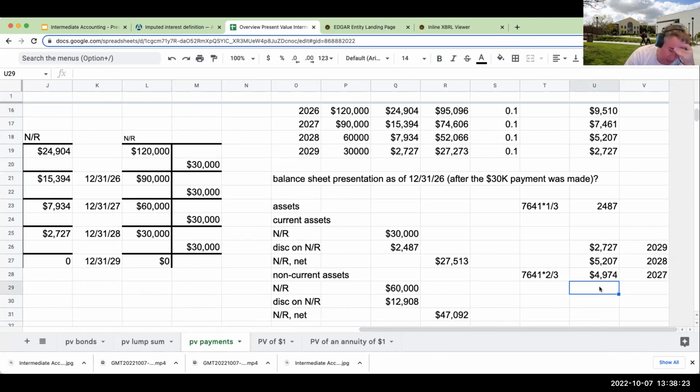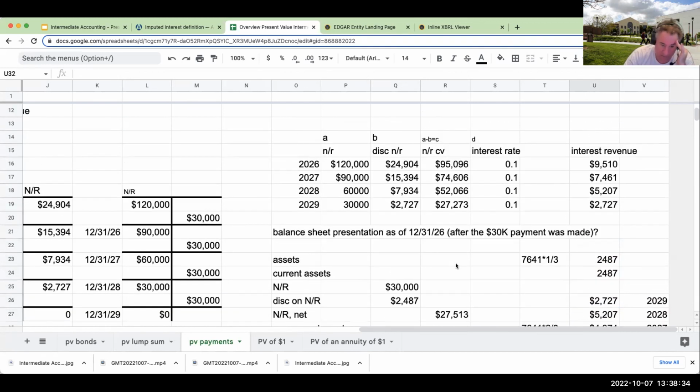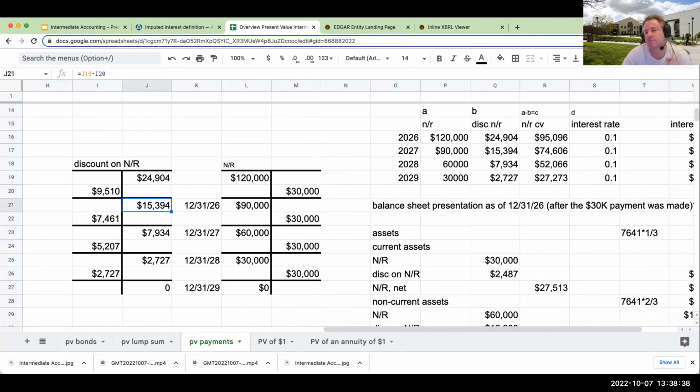When I add these up, I get 12,907, 2,487. And then when I look at these discounts in aggregate, this is going to be 15,394, which is the number we have right over here. So we have to take that discount and split it up. But this is why, if you're taking my intermediate accounting class during the very first semester, I'm probably not going to have you go through and do this. But that's how to be technically correct.